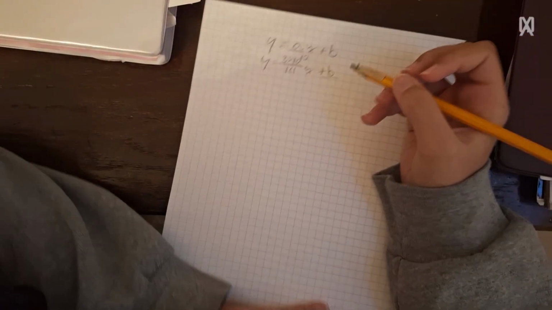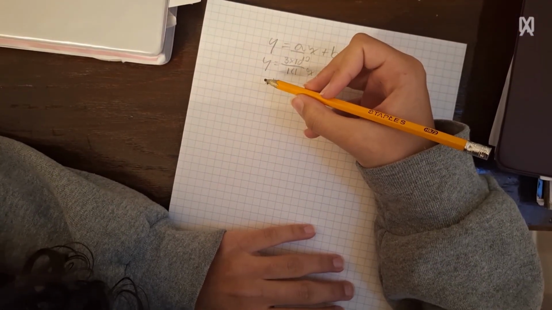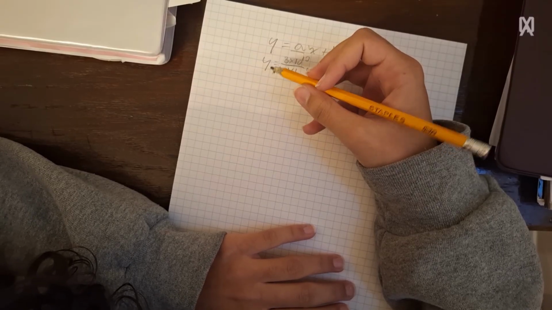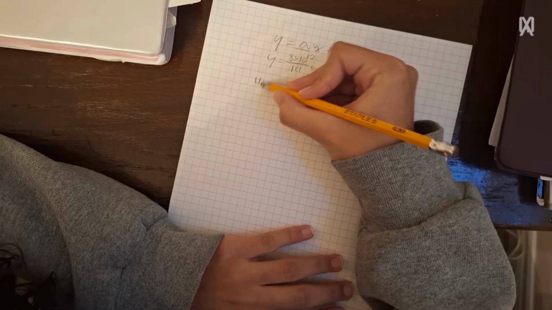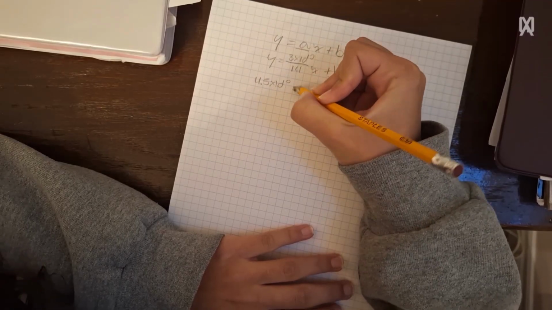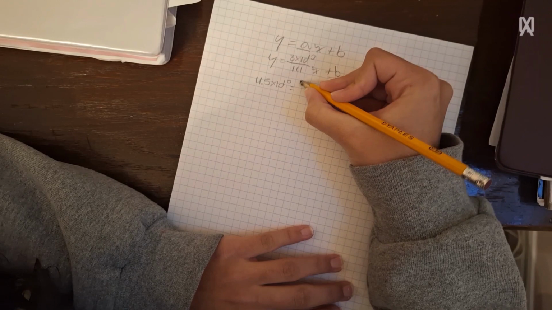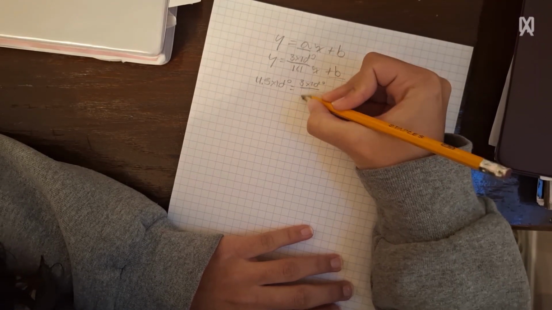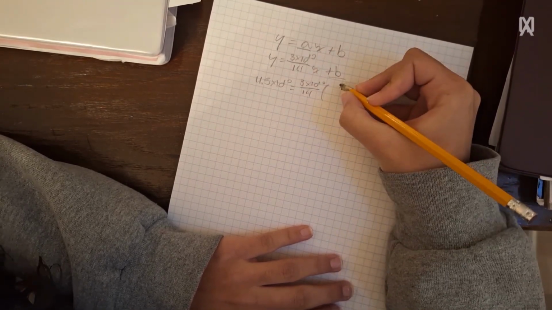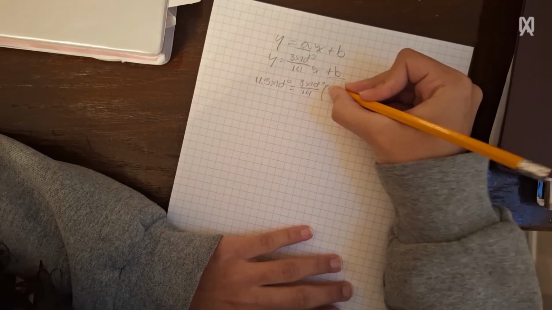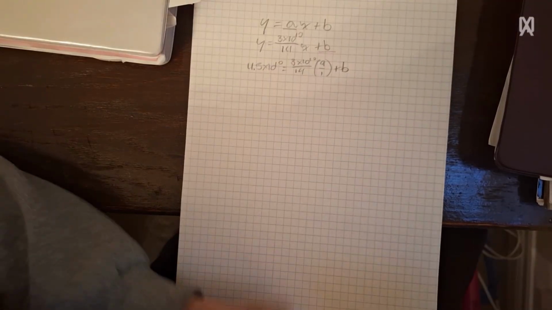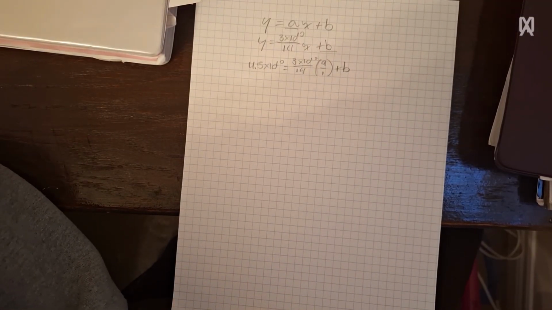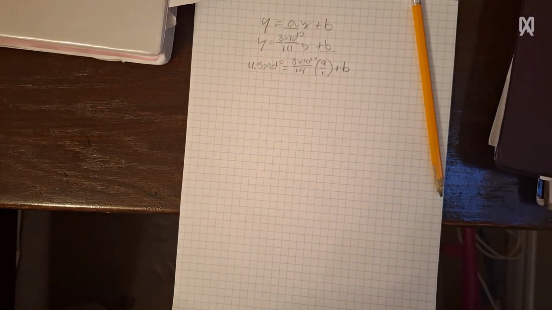Then we go back to the equation, and we know that our y value is 4.5 times 10 to the power of 10, which equals 3 times 10 to the power of 10 over 14, times x, which is 9 over 1 because we're multiplying, plus b. This is where it gets a little tricky, because you wonder how to figure this out. I'm going to get my calculator. I'll be right back.